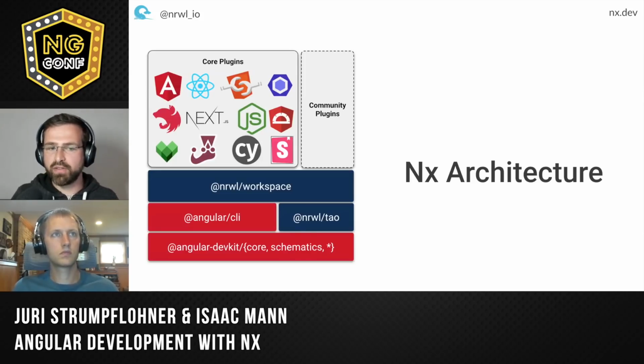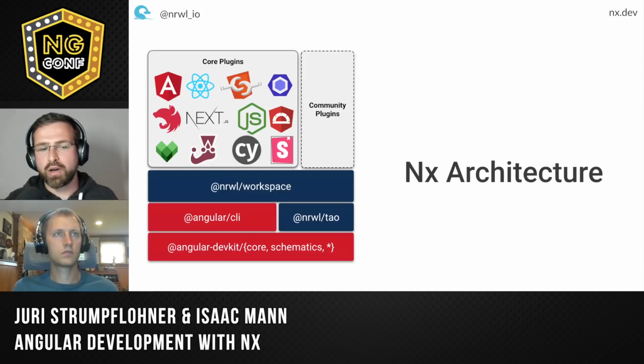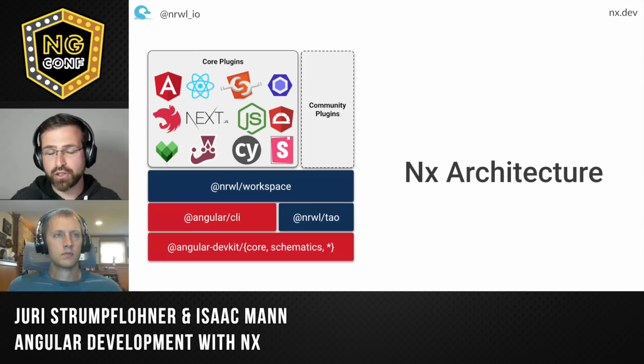Obviously very simplified, but in general, below there is the Angular DevKit, which provides the whole infrastructure for running automations and schematics, as you know them from the Angular CLI. On top of that, there's the Angular CLI and Narwhal Tau, which is an equivalent CLI that does different or additional jobs to the Angular CLI. And then there's the Narwhal Workspace, which has the whole part about figuring out the dependencies between your applications, imposing linting rules, and things like that.